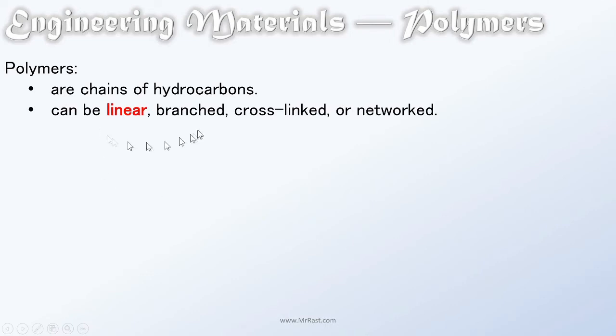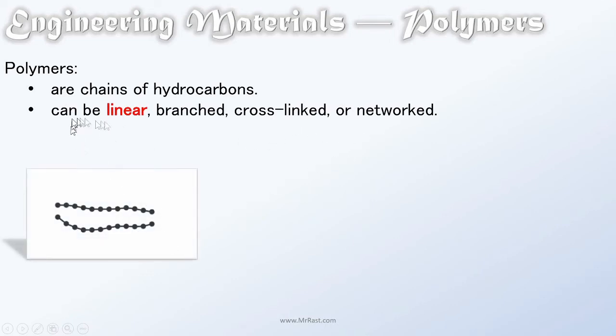Polymers can be linear, branched, cross-linked, or networked. In a linear polymer, it's just a chain of carbons, and the hydrogens are not illustrated here. The black little circles are the carbons. And it's just long chains, and these chains are associated with each other. They attract towards each other with intermolecular force.